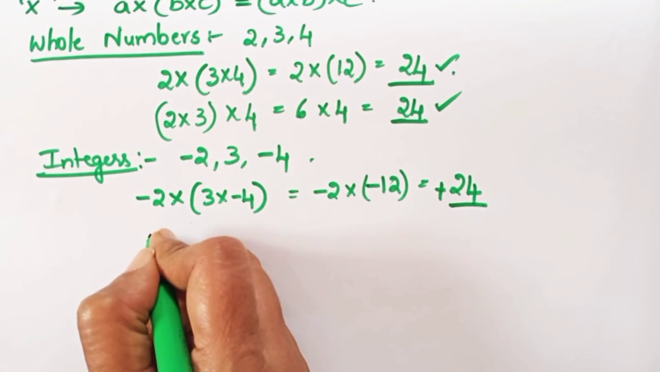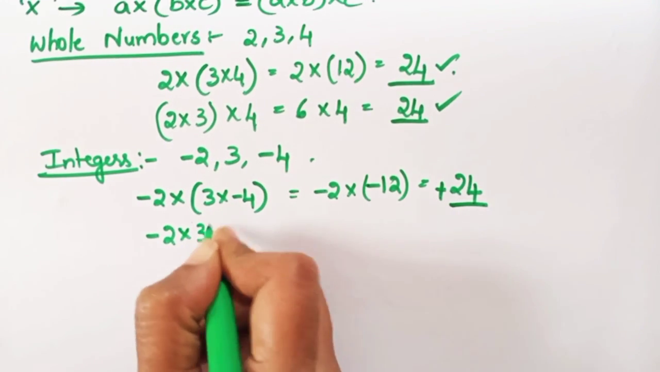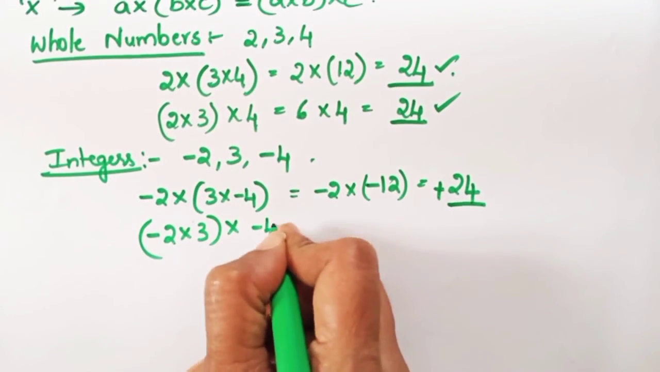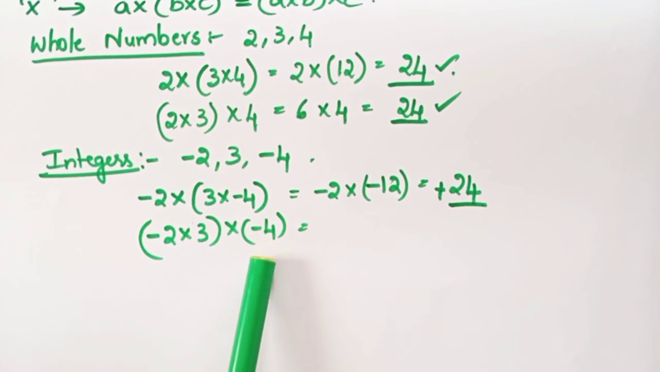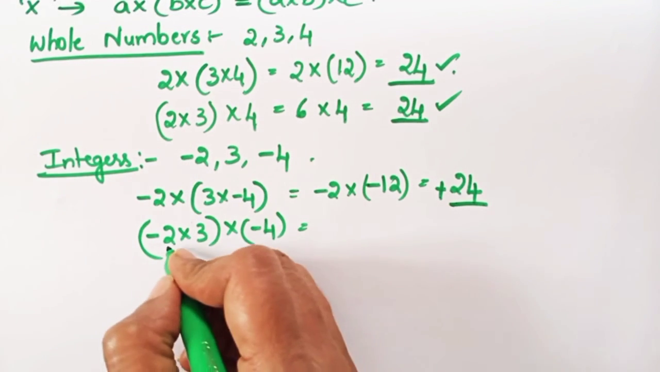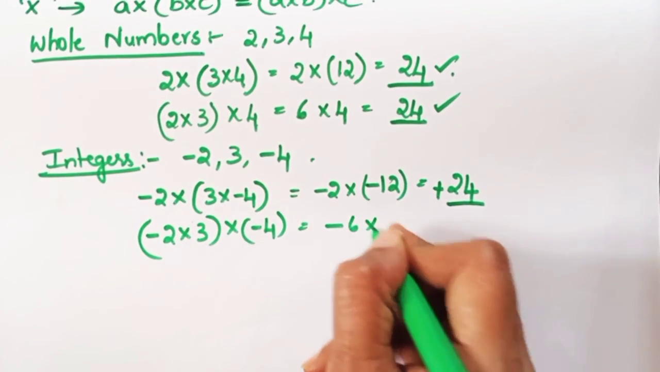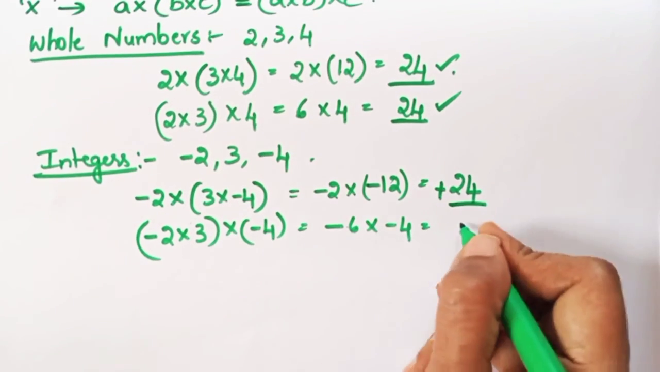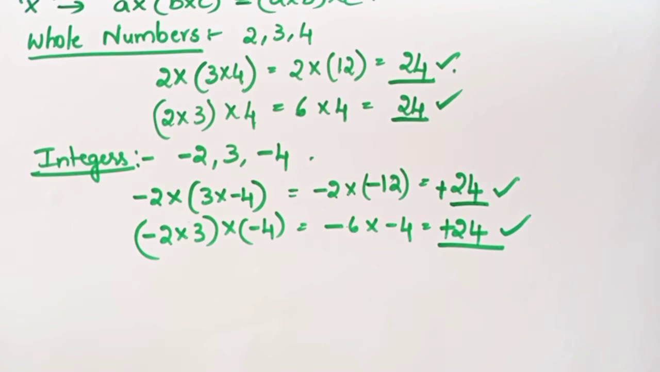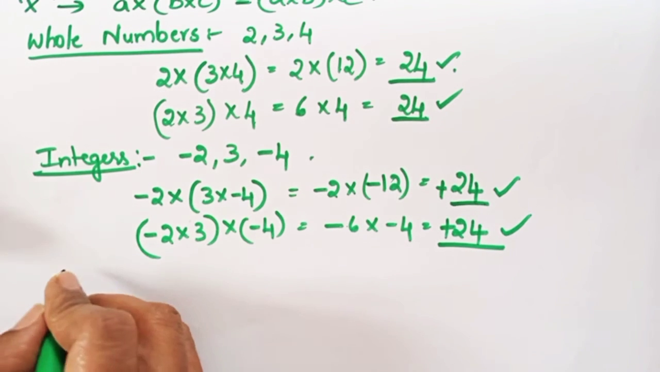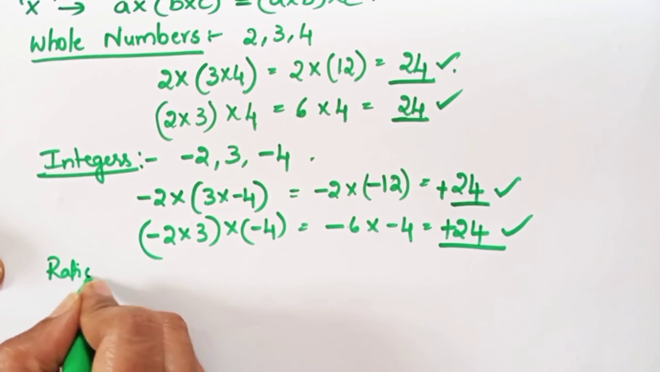The second case will be -2 into 3 into -4. Isn't it? Because A into B into C here. So A into B yields me -2 into 3 will give me -6 into -4. 6 fours are 24. Minus into minus, plus. So here also I got the same result. Therefore, multiplication is associative even for integers. Let us check the last one, that is our rational numbers.